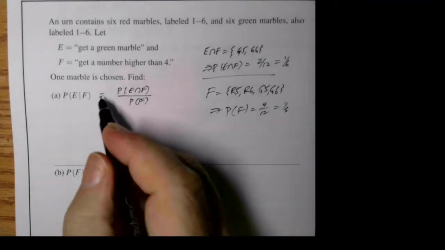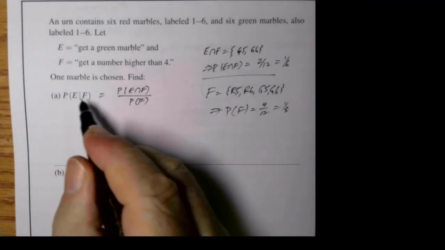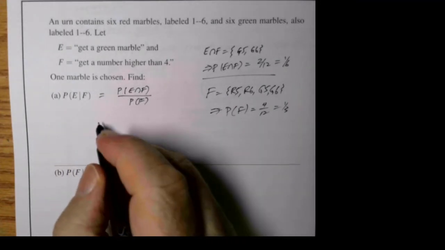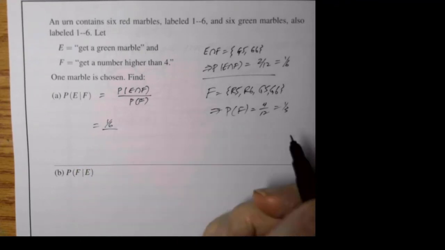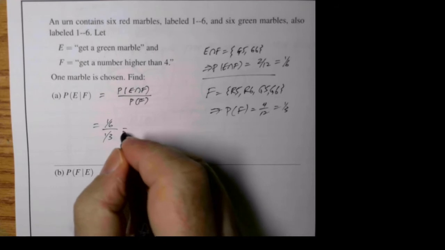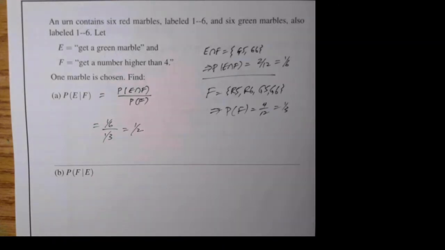And then from those, we can calculate the probability of E given F. So it's just going to be 1/6 divided by 1/3, which is 1/2. If you have difficulty manipulating fractions, dividing them or whatever, just use your calculator and get the decimal equivalent.